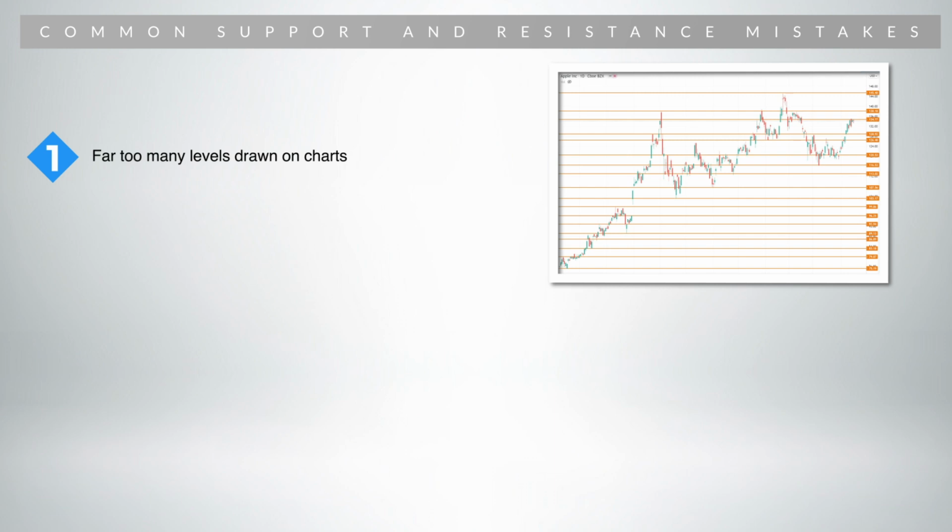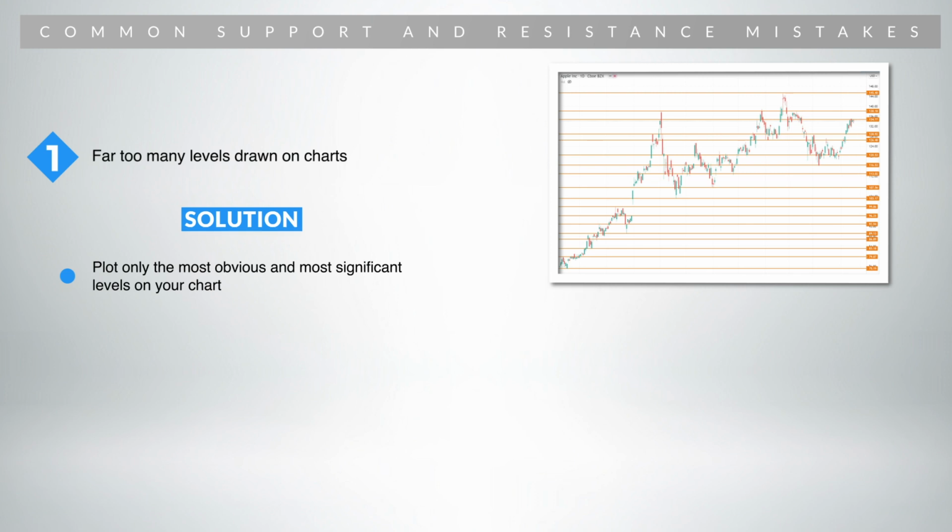Having too many levels marked on your chart will not only clutter your chart, but it will also likely hinder your trading decision-making processes. Traders often struggle to make informed decisions and miss trading opportunities when overwhelmed with far too many support and resistance levels drawn on their chart. The way to avoid this mistake is by plotting only the most obvious and the most significant levels on your chart by following the process that I have explained previously in this video.